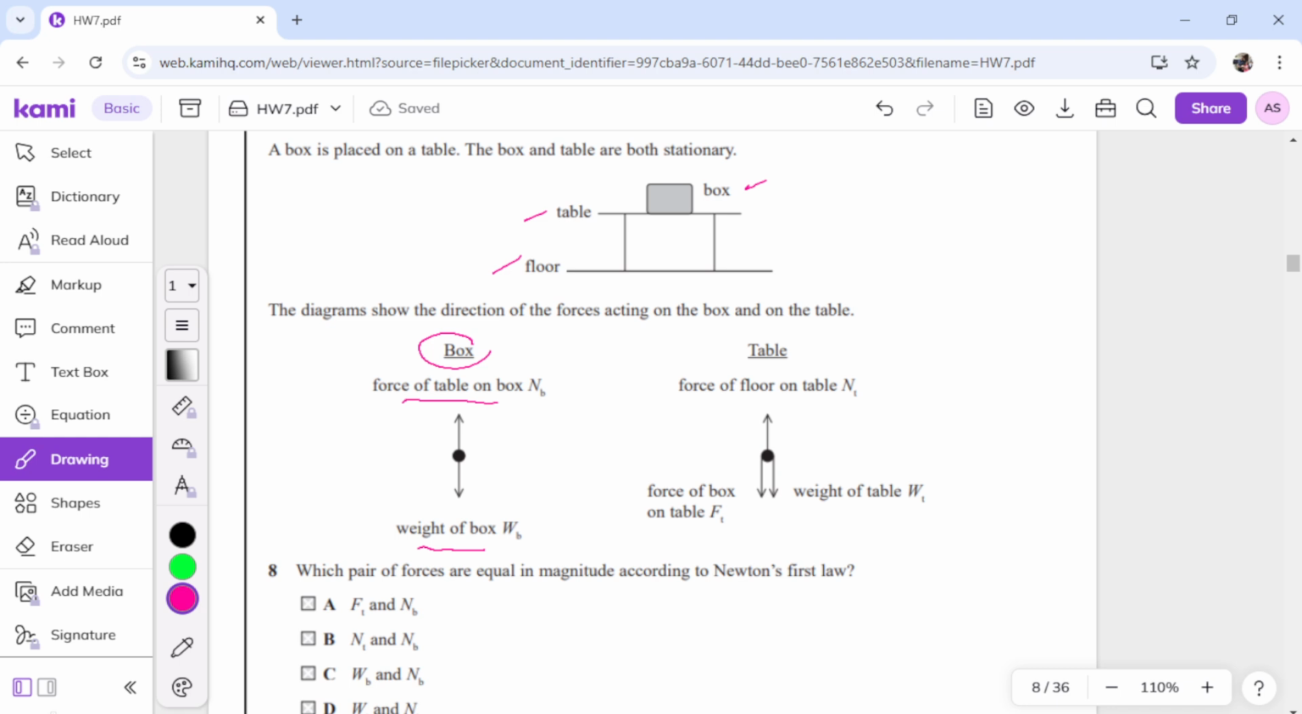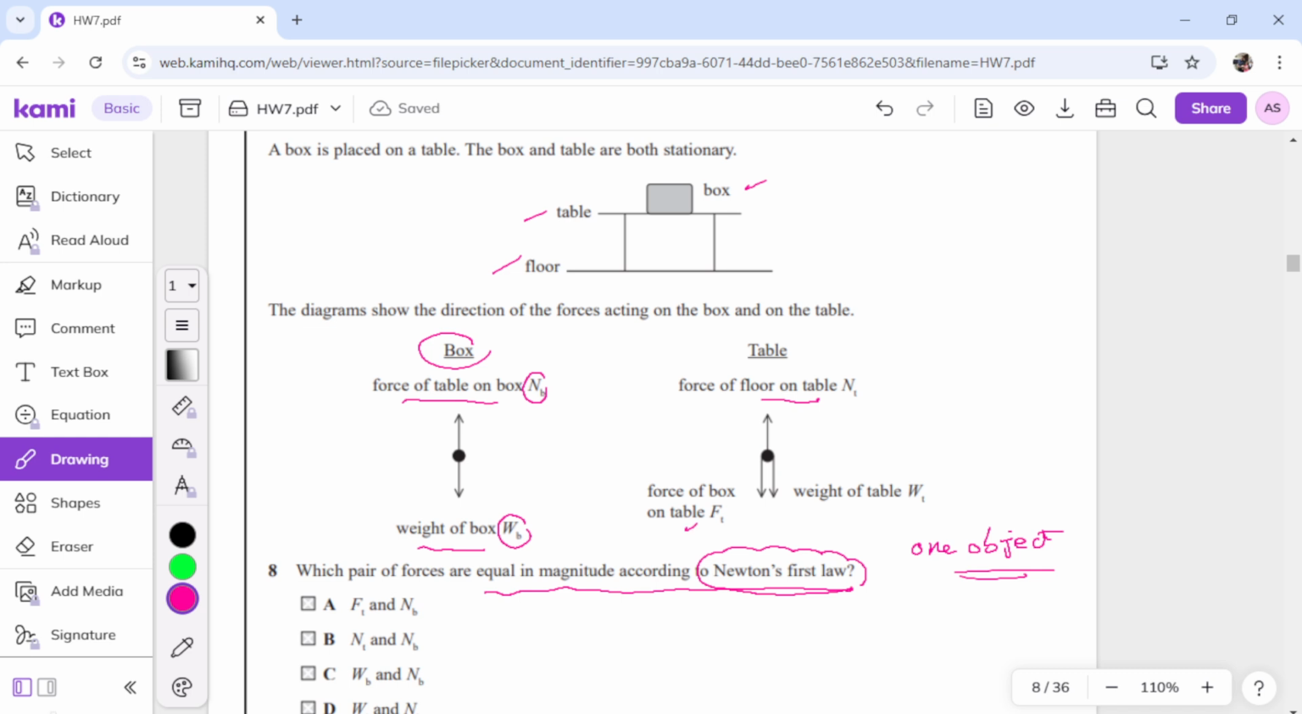Now, which pair of forces are equal in magnitude according to Newton's first law? First, you have to know, if you are talking about Newton's first law, it needs only one object. Forces affect one object. So I will choose N box, force of table on box, and weight of box, because both affect the box. If you look at the other forces, he said force of floor on table, so it affects the table. Force of box on table, that affects the table.